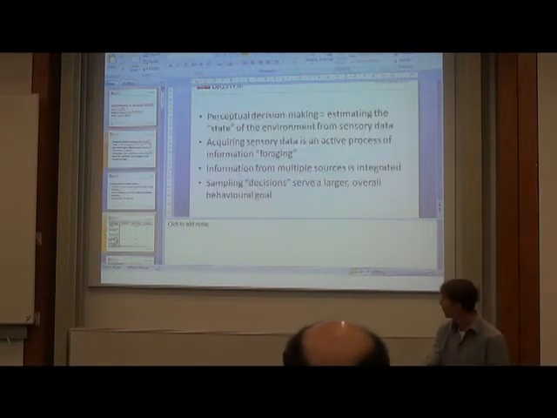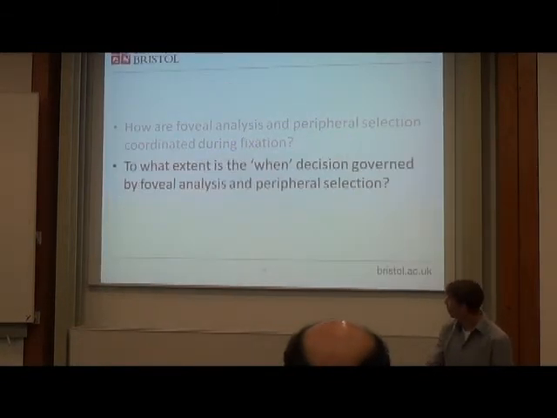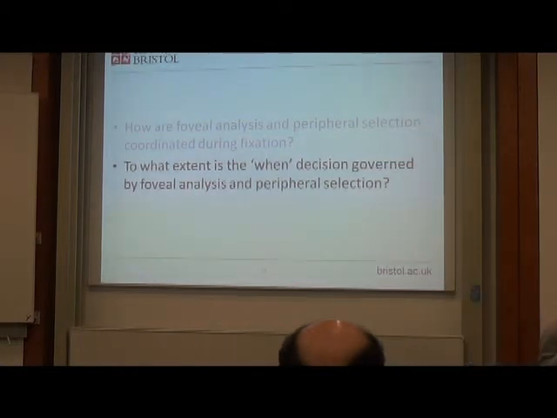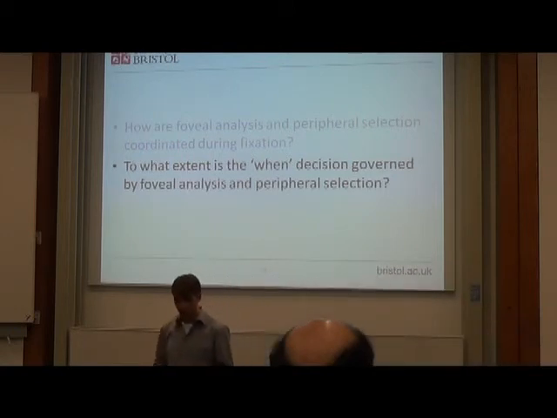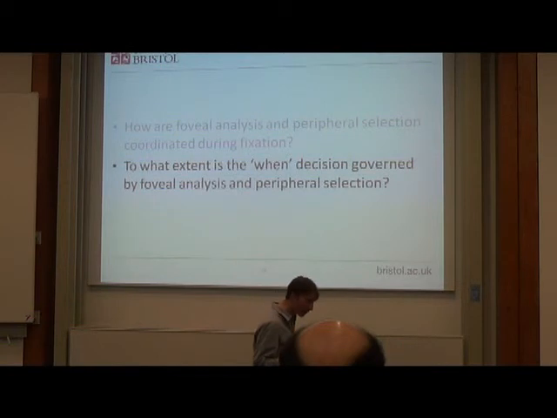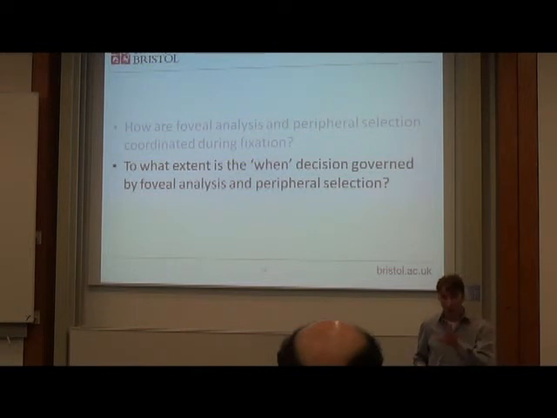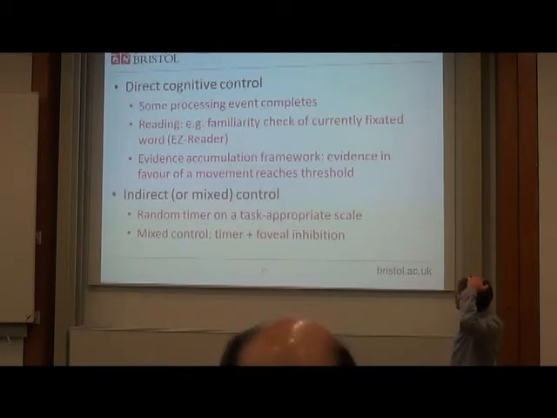I'll very quickly deal with this second experiment. It just occurred to me that, having done this study, this is a really nice paradigm to look at this particular question. To what extent is the decision of fixation duration controlled by foveal analysis or peripheral selection, the quality of foveal evidence or the quality of peripheral evidence?